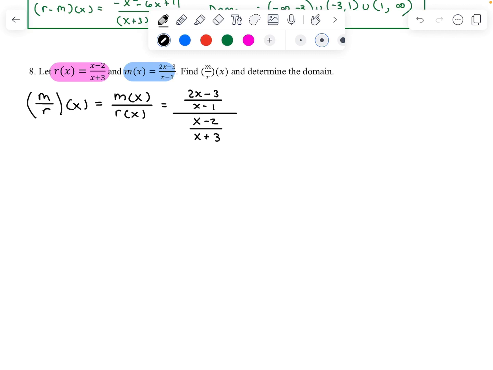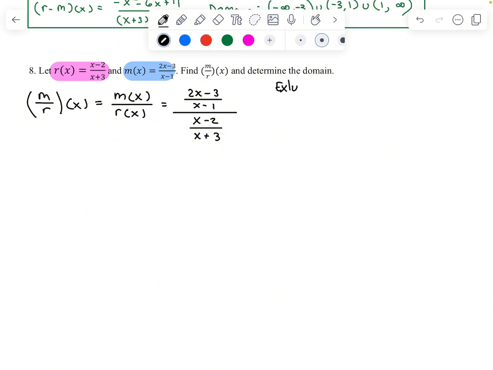Now I will eventually simplify this. However, I'm going to find the domain of this expression first. All right, so from here I want to exclude all values of x such that the denominator, which is r of x, is equal to 0. So such that x minus 2 divided by x plus 3 is equal to 0.